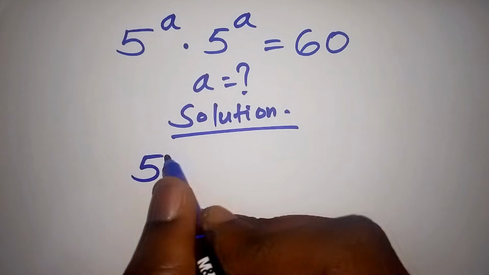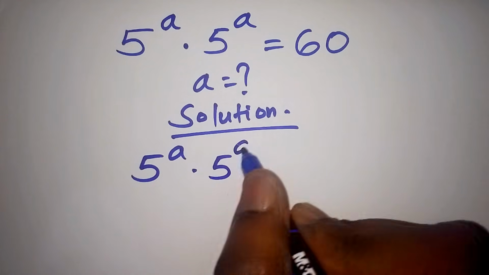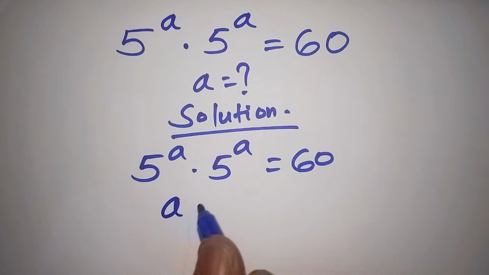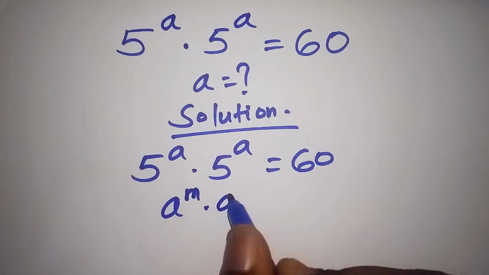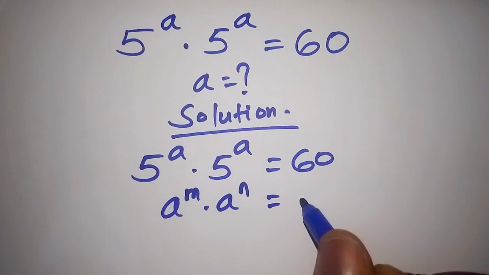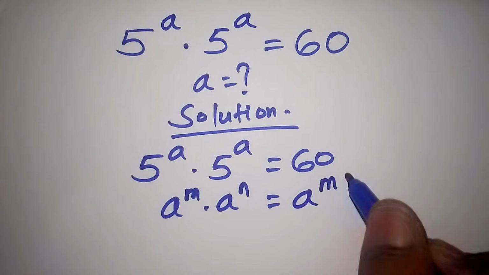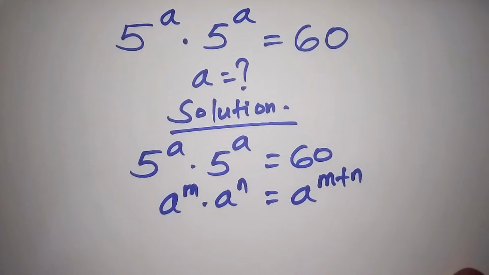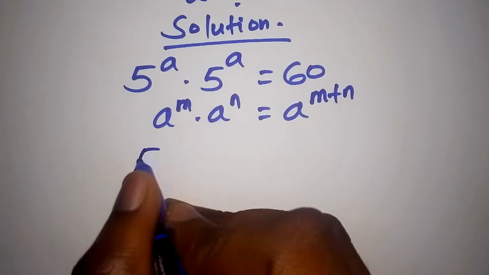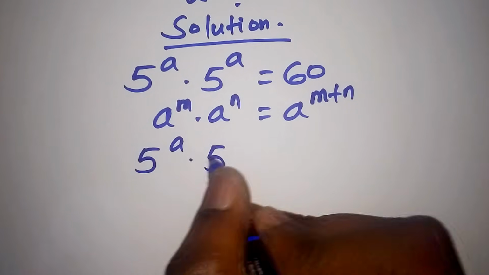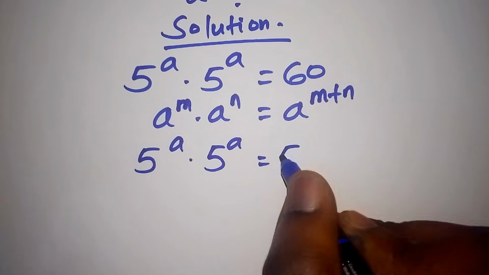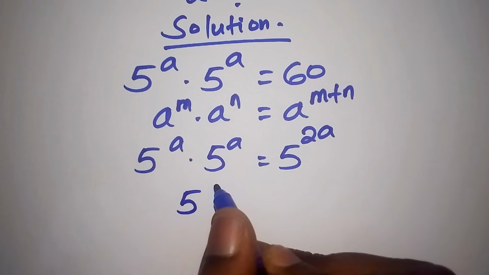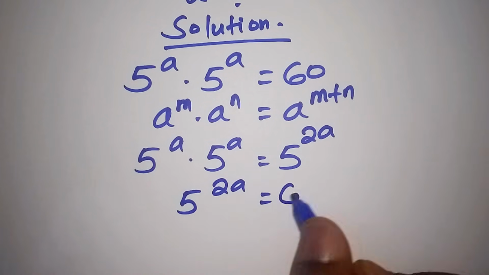So we have 5 to the power of a, multiplied by 5 to the power of a, is equal to 60. Assuming that we have, for example, a to the power of m multiplied by a to the power of n, this can be worked as a to the power of m plus n. That is according to the law of exponents. In this case, 5 to the power of a multiplied by 5 to the power of a is worked out as 5 to the power of a plus a, that is 2a. So that means 5 to the power of 2a is equal to 60.